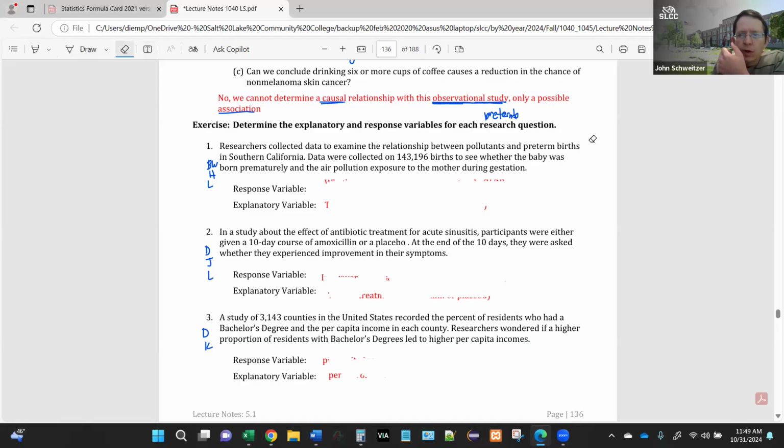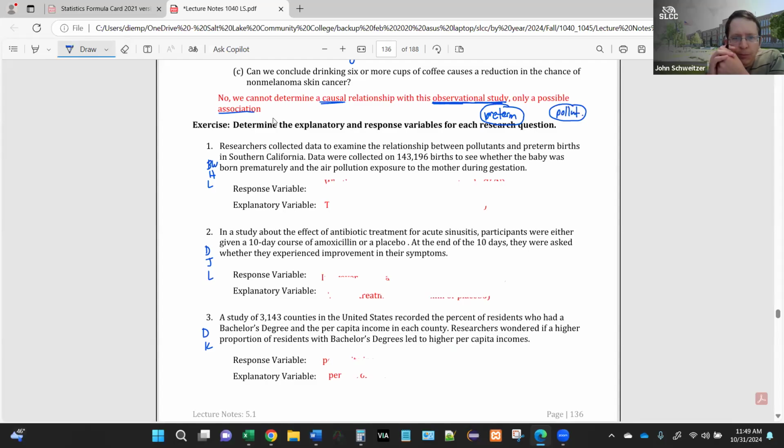Okay, so we'll just call it preterm for one variable. Every birth is either going to be preterm or not. And then there is some level of pollutants, right? This study doesn't necessarily prove that one causes the other. So when we say explanatory, we just mean the one we would suspect would be causing the other, right?